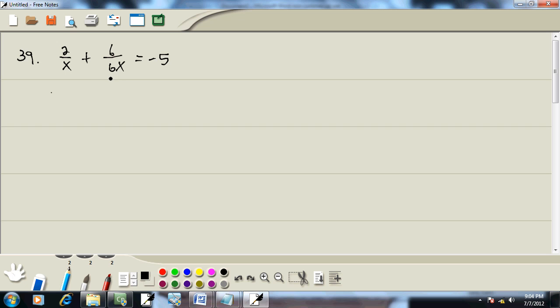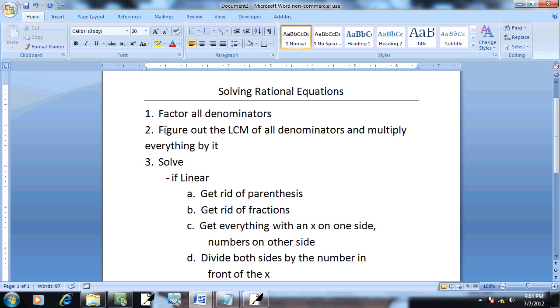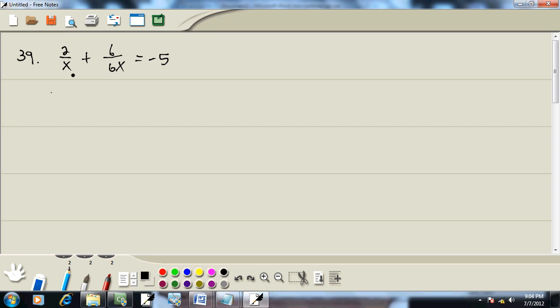Step 1, factor all the denominators. Well, again, this is so simple we won't need to factor it. Step 2, figure out the LCM of all your denominators and multiply everything by it. Well, we have x and 6x, so 6 is part of our LCM. And for the x, I'm looking for the greatest number of x's in a single denominator. There's one here and there's one here. So the greatest number of x's in a single denominator is 1. So our LCM will be 6x.